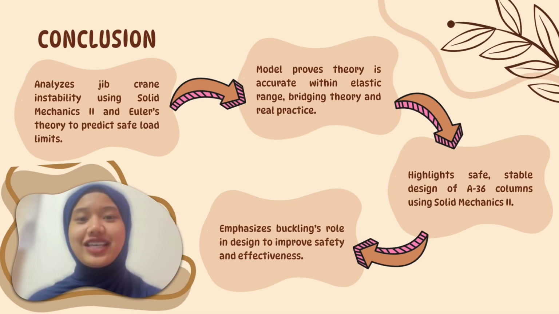This case study investigates structural instability in a wall-mounted jib crane using solid mechanics 2 concepts and Euler's buckling theory. The study predicts the maximum load a column can safely support without buckling by applying safety factors, calculating cross-sectional geometry, and determining internal moments, among other engineering approaches. The mathematical modeling confirmed that the critical load can be accurately calculated using a theoretical formula as long as the conditions remain within the elastic limit and the critical stress is below the material's yield strength.